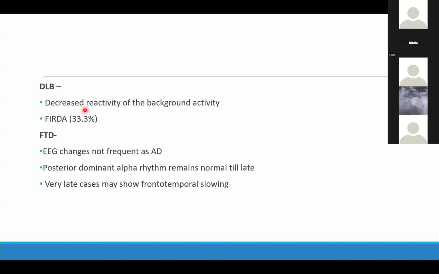In dementia with Lewy bodies, there can also be decreased reactivity of background activity. DLB can have FIRDA in 33% of cases. In case of FTD, the EEG abnormalities are not as frequent as in AD. In very late stages, they may show some frontotemporal slowing.